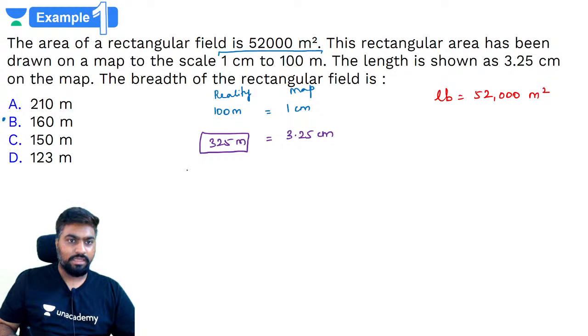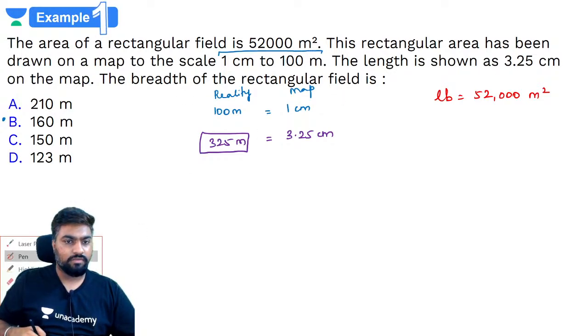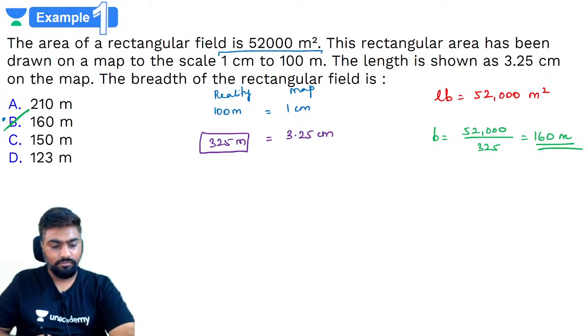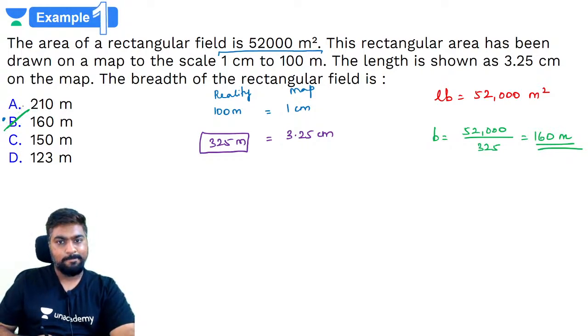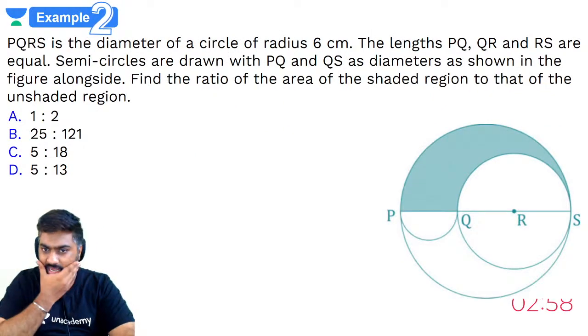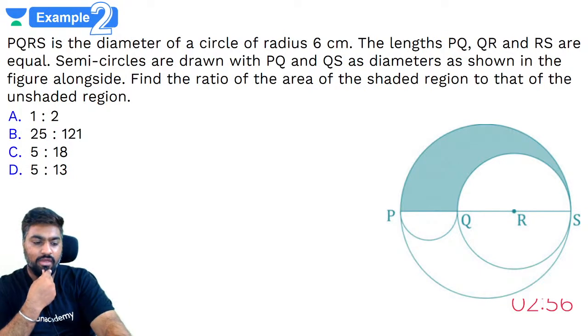Correct? With this, what do we have to find out? The breadth of the rectangular field. Yeah, so we need to find out the breadth. We know length into breadth is 52,000. So breadth is what? 52,000 divided by 325, which is 160 meters. Done? Beautiful. चलो आगे. Here's the next question. Timer कट गया है, but I hope you are able to see the question.